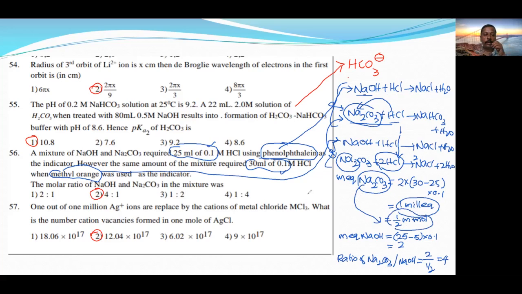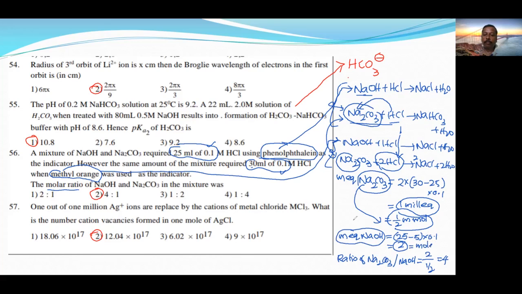So millimoles of Na2CO3. Here the question is about the molar ratio. So moles of Na2CO3 will be half. But in NaOH it is not a problem. Here that extra 25 and here that 30. What is the difference between these two? That is 5 ml. 25 minus 5, into molarity 0.1. Therefore, how much will it be? 20 into 0.1, 2. And in case of NaOH, its equivalent factor is 1. So this is moles also.